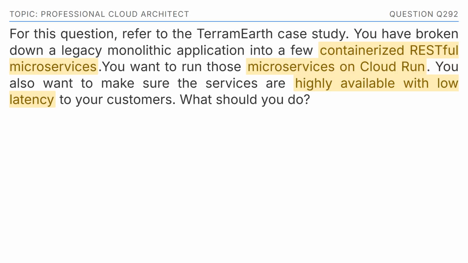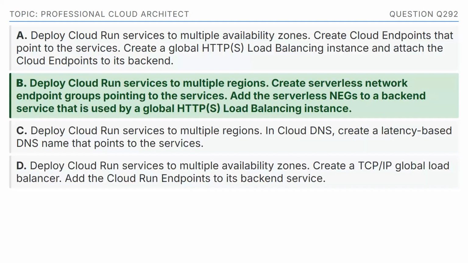To arrive at the correct answer, we focus on the keywords: containerized RESTful microservices, microservices on Cloud Run, highly available with low latency. The correct answer is option B, deploy Cloud Run services to multiple regions. Create serverless network endpoint groups pointing to the services. Add the serverless NEGs to a backend service that is used by a global HTTP/S load balancing instance.